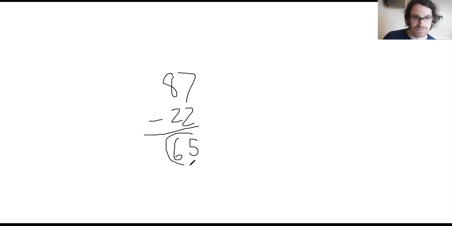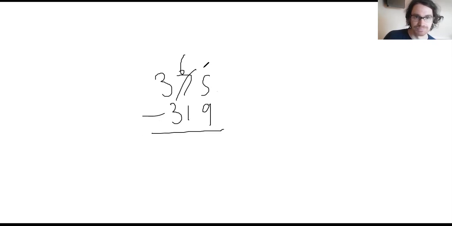Let's do another one. 87 minus 22. Start on the right, 7 minus 2 is 5, move to the left, 8 minus 2 is 6, the answer is 65. Very easy. How about 375 minus 319? We'll start on the right. 5 minus 9, we can't do that. We'll borrow from the 7. 15 minus 9 is 6. 6 minus 1 is 5. 3 minus 3 is 0. Our answer is 56.